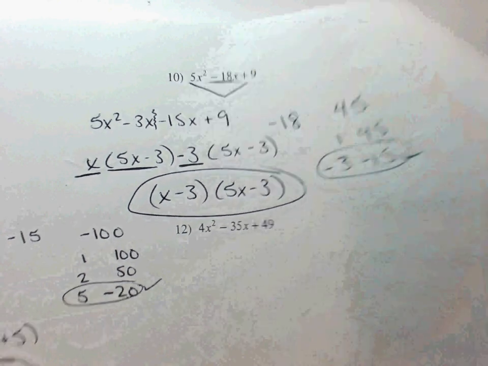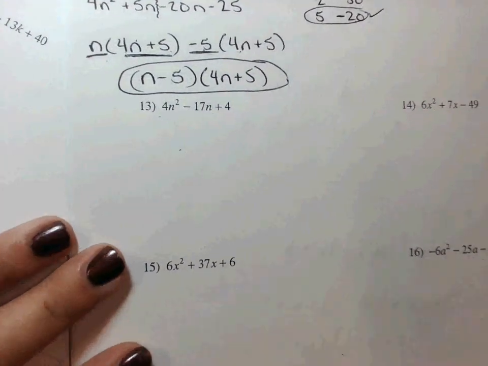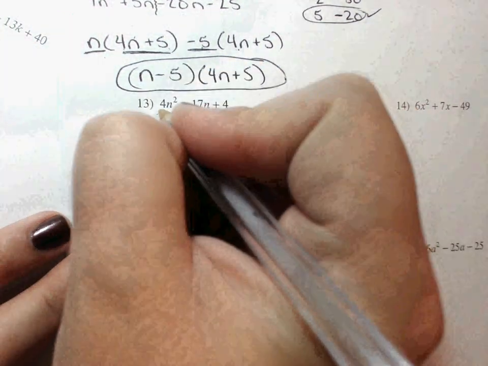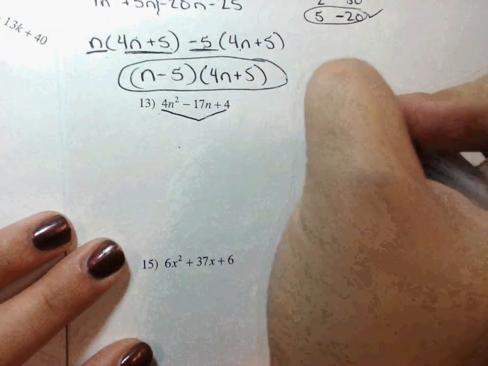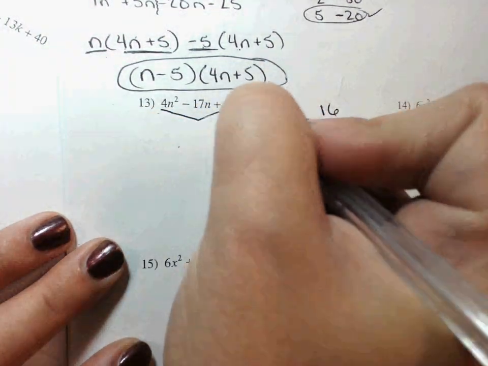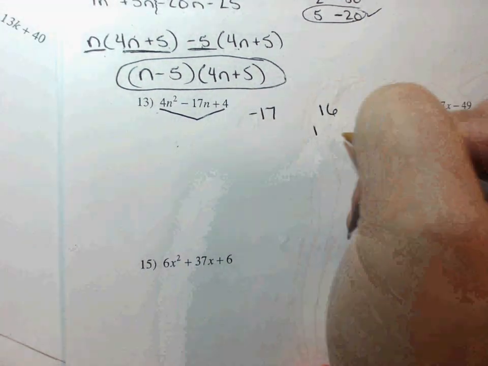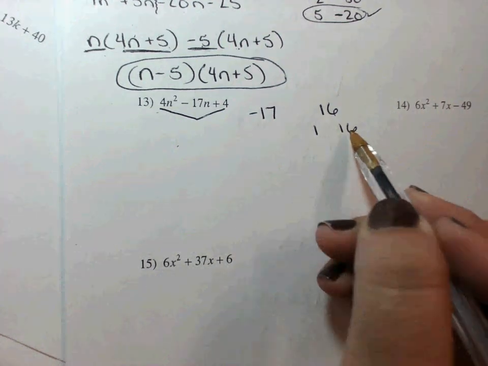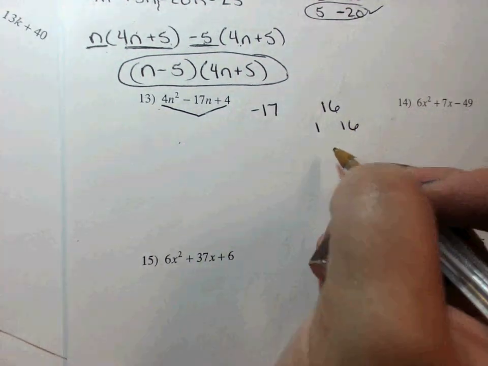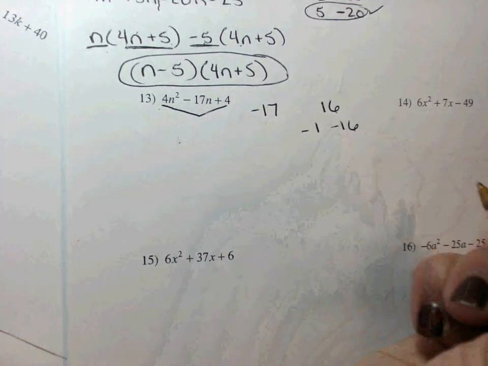We're going to do another one. Let's go ahead and do 13. We're going to multiply the two outside numbers. You get 16. The middle number is negative 17. I always start with 1. I always start with my smallest factor. This time they do combine to give us 17, but to get negative 17, they both need to be negative.